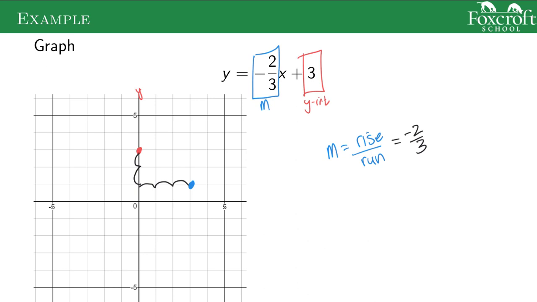Now I just connect them to make a line. I always remember lines go off forever, so I continue the line this way and continue the line that way. And that is the graph of this line.